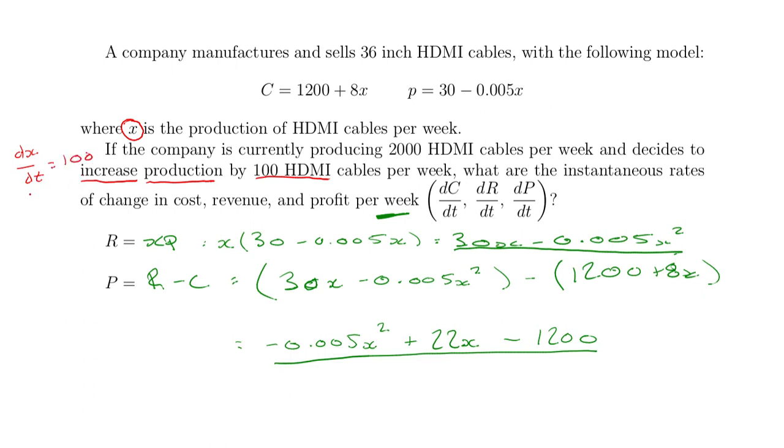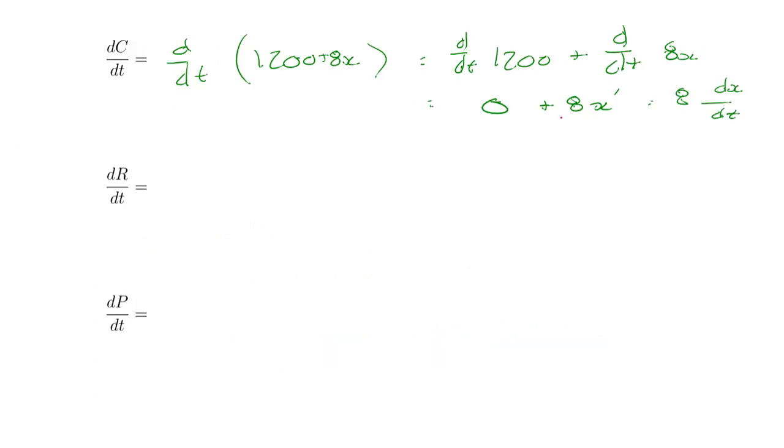So what we can do now is take this dx over dt and plug it in here. So we really have 800 for our cost. So our cost is increasing by $800 per week. Let's check out revenue.